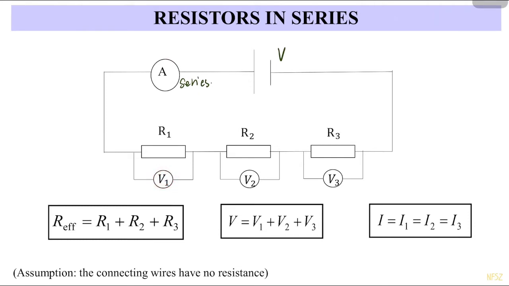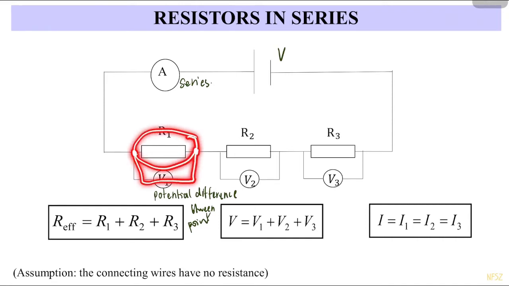Why? Because a voltmeter is to measure the potential difference between points. So here is the point. Basically we want to measure the potential difference here. As this is parallel, it is the same.